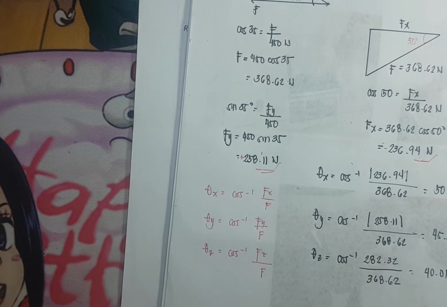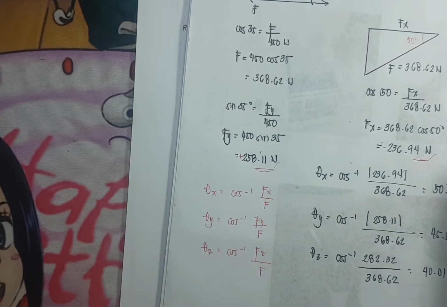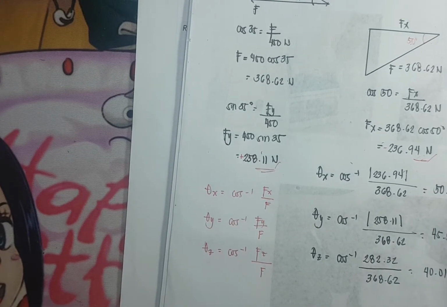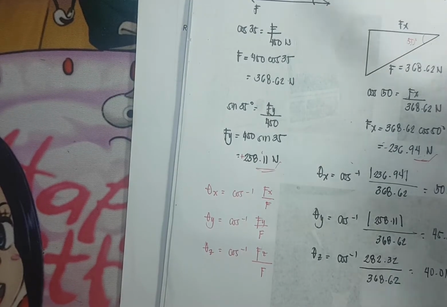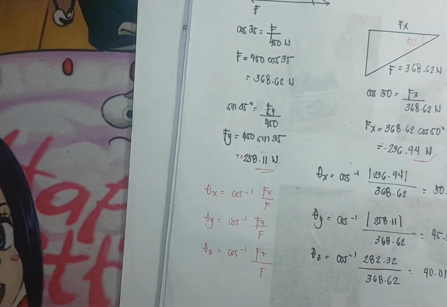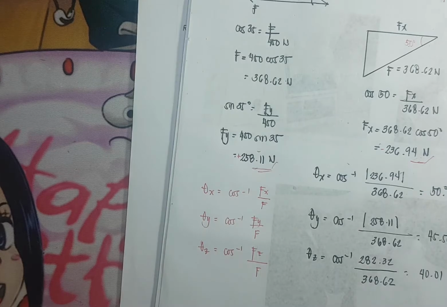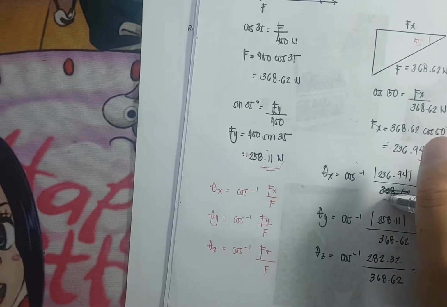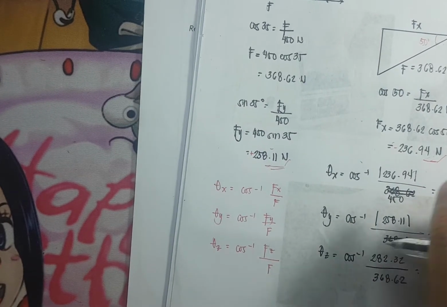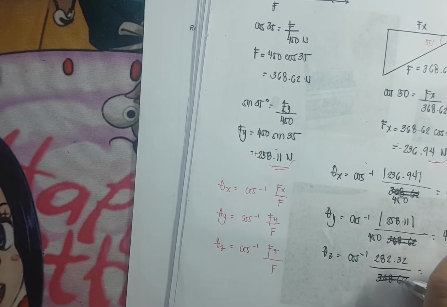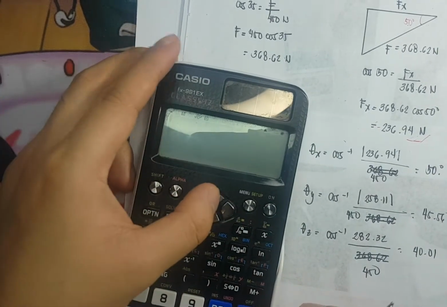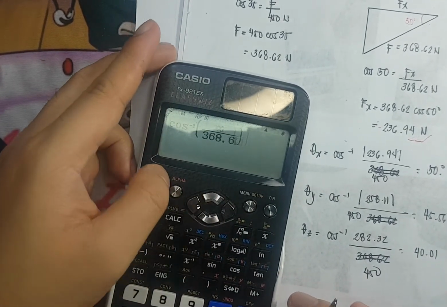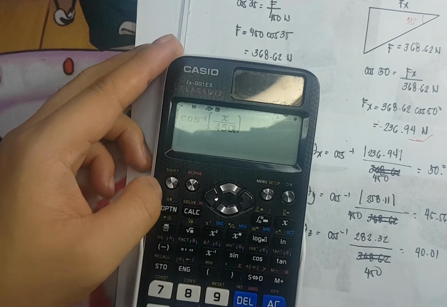No. There's an error. We should not use the 368 because our force here is 450. And these are the components of 450. No, it is not 368. It should be 450, 450, and 450. That's an error. So let's change the denominator.